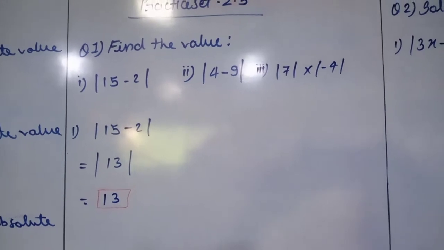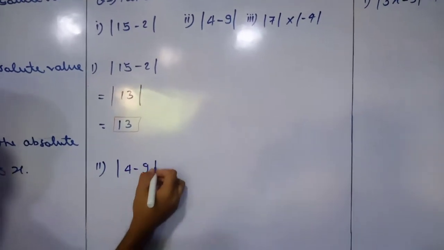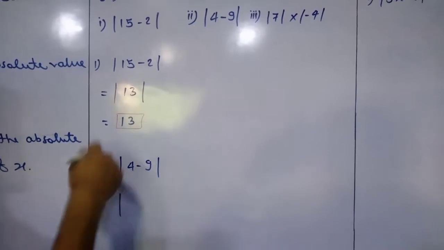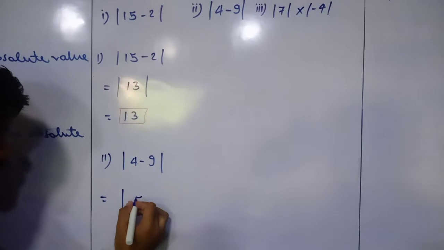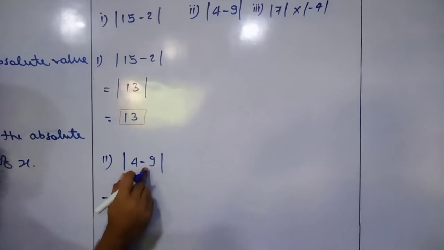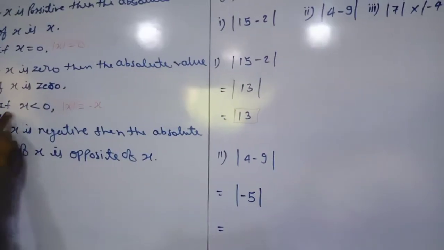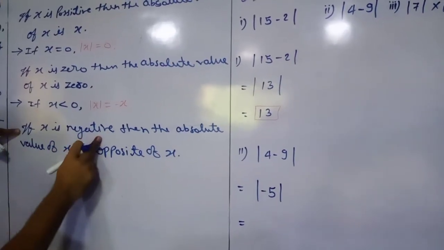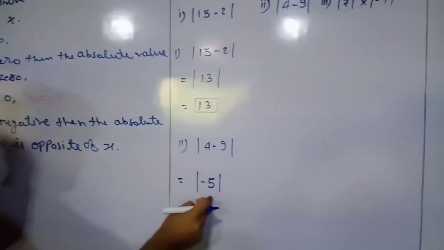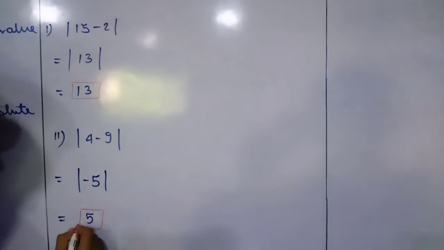Yes. Second one, modulus of 4 minus 9. Again, 4 minus 9, we cannot do the subtraction directly, so we have to reverse it. 9 minus 4, that is 5. If one is positive and one is negative, we do the subtraction but take the sign of the bigger number, that is minus. So it is minus 5. Let's see the third rule. If x is less than 0, that means x is negative, then the absolute value of x is the opposite of x. So the absolute value of minus 5 is 5, because the opposite of minus 5 is 5.